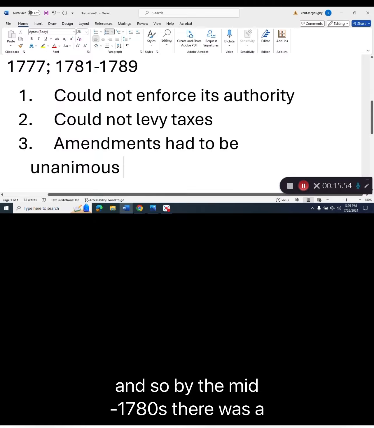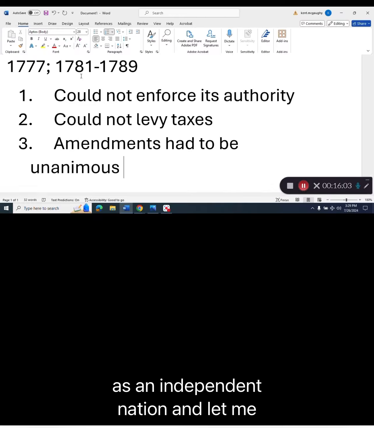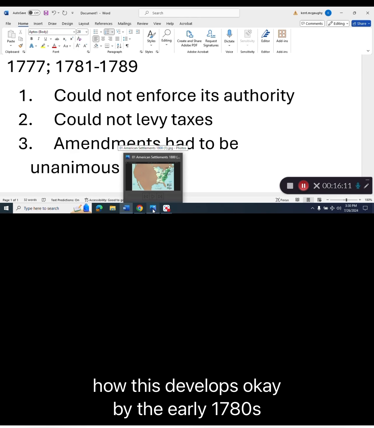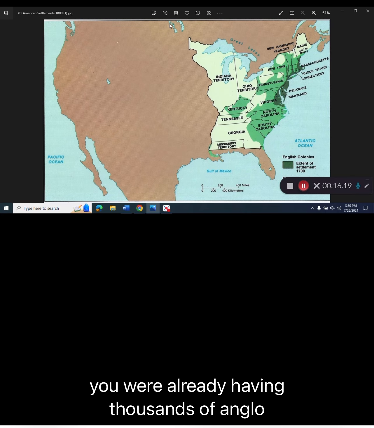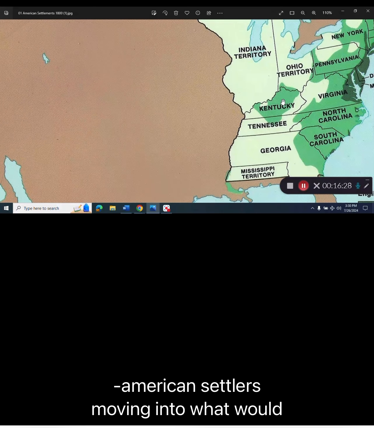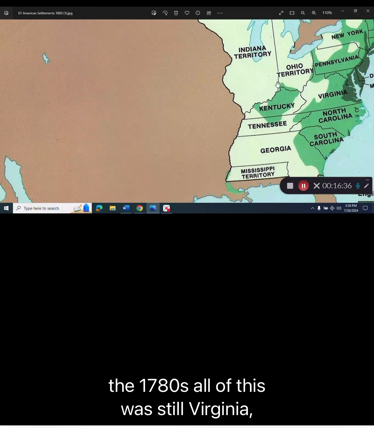And so by the mid-1780s, there was a growing concern about the ability of the United States to continue to exist as an independent nation. And let me put up a map that kind of illustrates how this develops. Okay, by the early 1780s, you were already having thousands of Anglo-American settlers moving into what would eventually become the state of Kentucky. But in the 1780s, all of this was still Virginia.